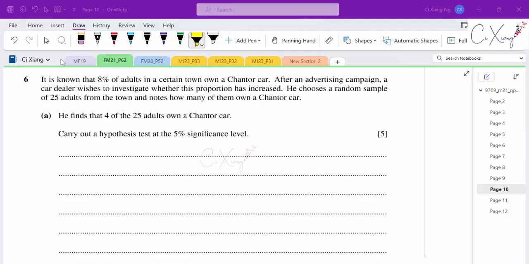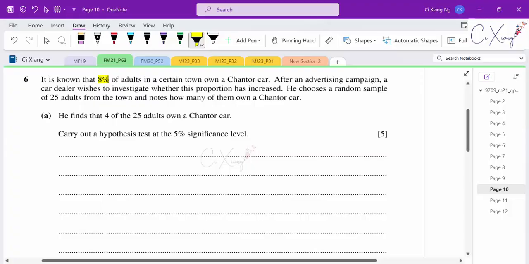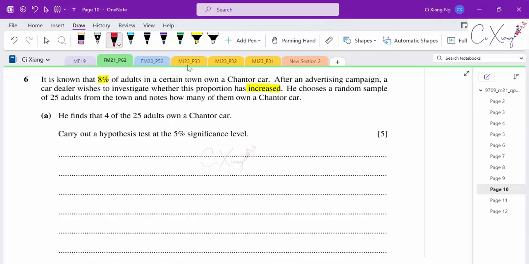Okay, so we are now at the last question, question number 6. It is known that 8% of the adults in the town own a Chantal car. I don't know what it is, maybe it's a brand. After an advertising campaign, the car dealer wished to investigate whether this proportion has increased. So highlight the keyword increase. This is the keyword to help us set up the alternative hypothesis later.